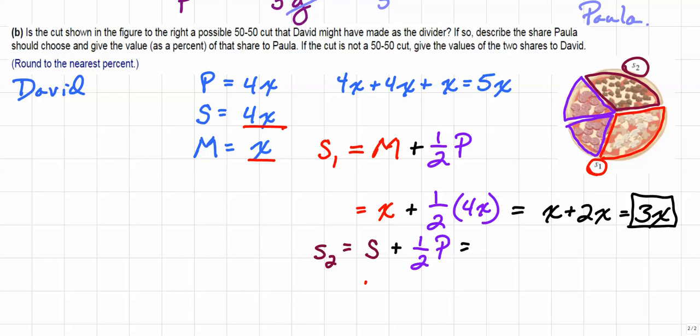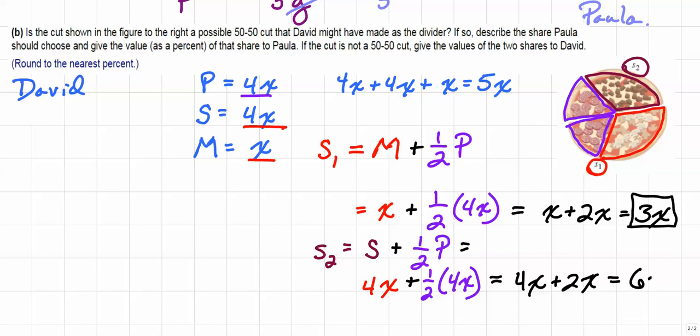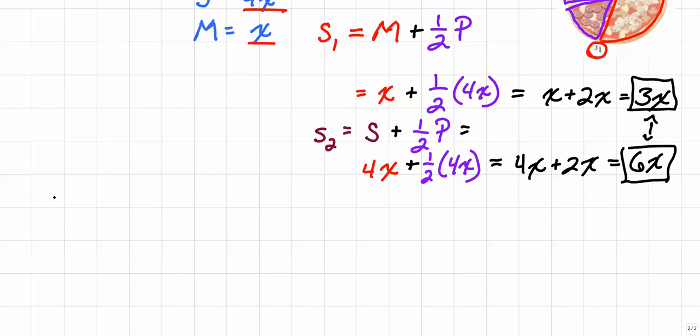S is equal to 4x, so we have 4x plus 1/2 times a portion of pepperoni, which is, as we noticed before, also equal to 4x. So now what I have is 4x plus 2x, which is equal to 6x, and we see that this value is definitely not the same as that value, so this is not a 50-50 split according to David's valuation.